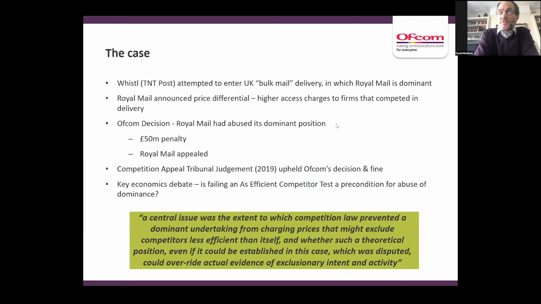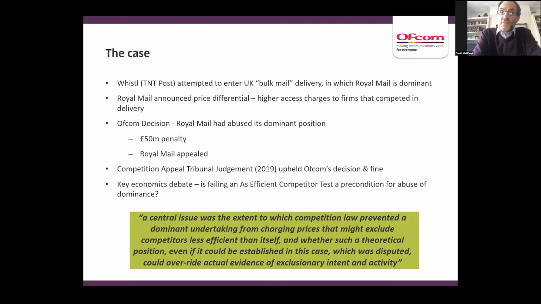The overview is, in 2018, Ofcom made a decision that Royal Mail had abused its dominant position. I'll come back to some of the details, but the basic point was they had set discriminatory prices against an emerging competitor. We found abuse of dominance. We fined £50 million. Royal Mail appealed. It went through a CAT hearing in the summer of 2019, and the judgment was published towards the end of last year. And I'm going to be talking about that judgment.